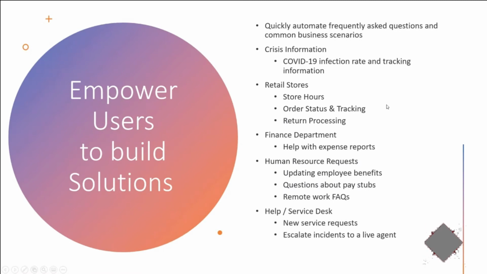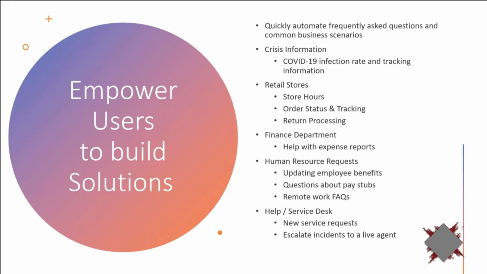Power Virtual Agents is really about empowering your users to build solutions. Some of the examples that we can talk about here on the right-hand side: quickly automate frequently asked questions. This is the number one easiest thing to do, is to have a frequently asked questions list. Maybe you have one in your company already. Power Virtual Agents allows you to import that list. You just put in the URL. It will go out and crawl this list and create the topics for you.